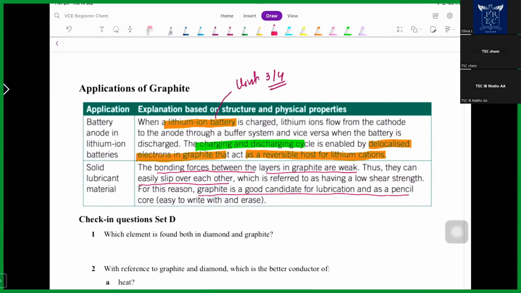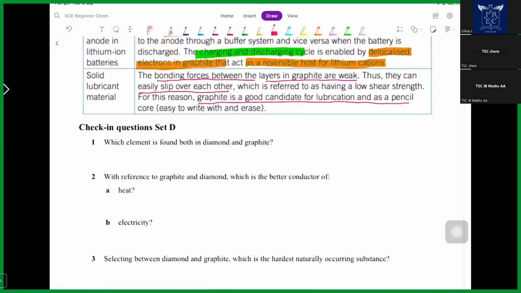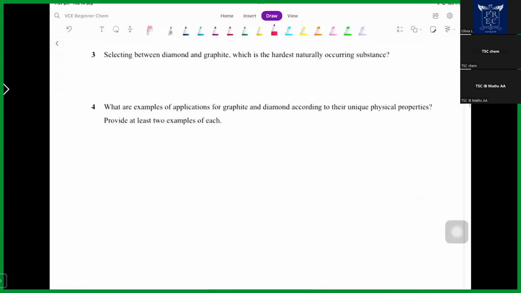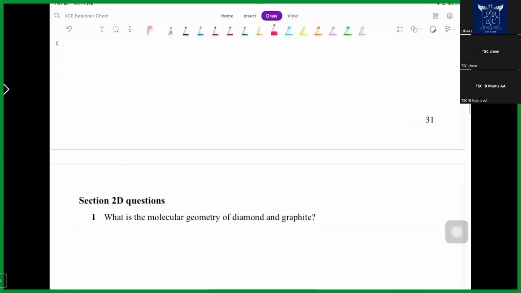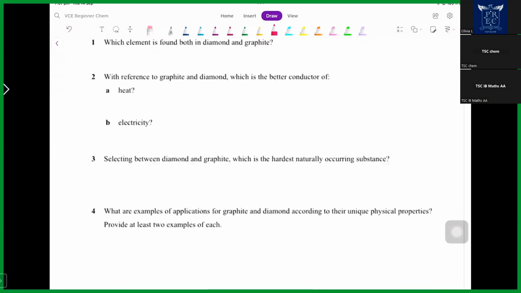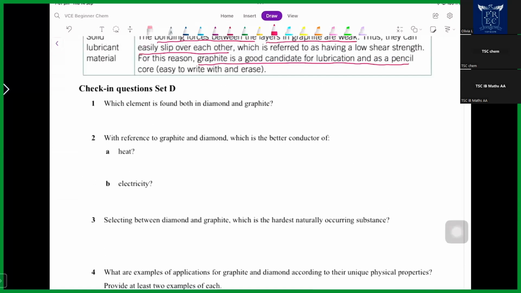Okay, let's quickly go through this. Which element is found in both diamond and graphite? Of course, carbon, right?